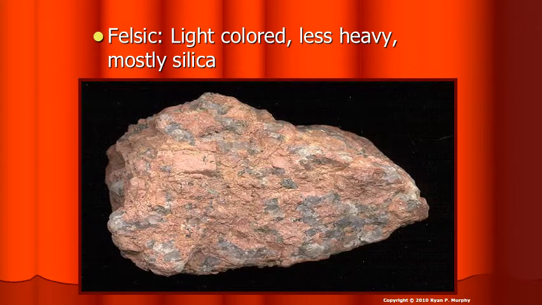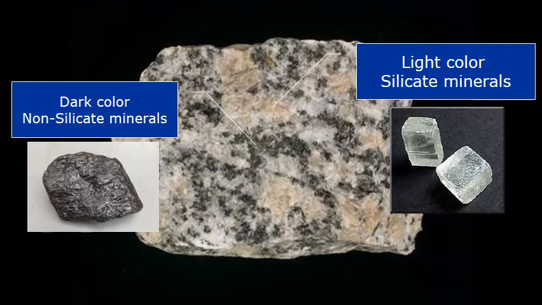These are light colored, they're less heavy, and they're mostly made of silica. So here's an example of an igneous rock that we talked about before. This is granite, and I would call this mostly felsic, but it's kind of a mixture of the two. But we would say this is mostly felsic because it's mostly light color. But I wanted to get the idea across here.